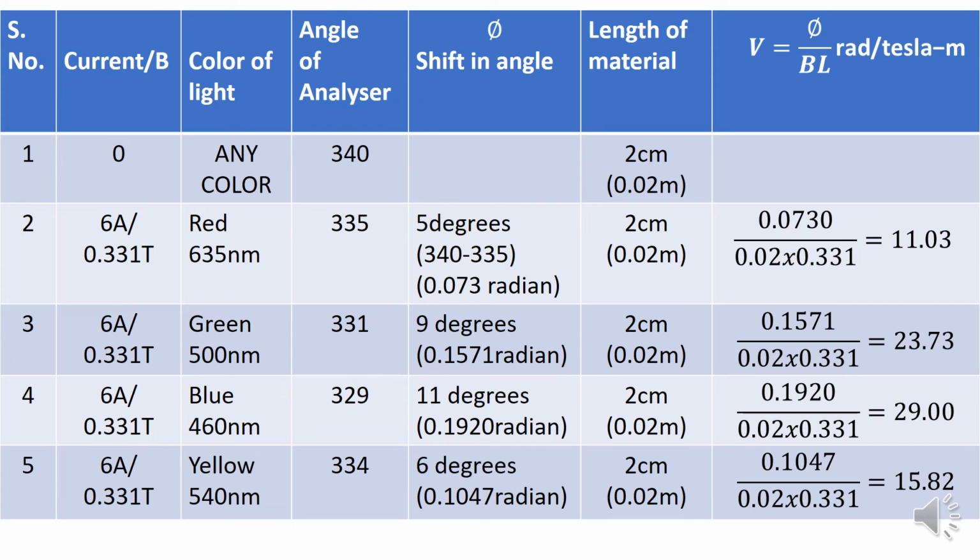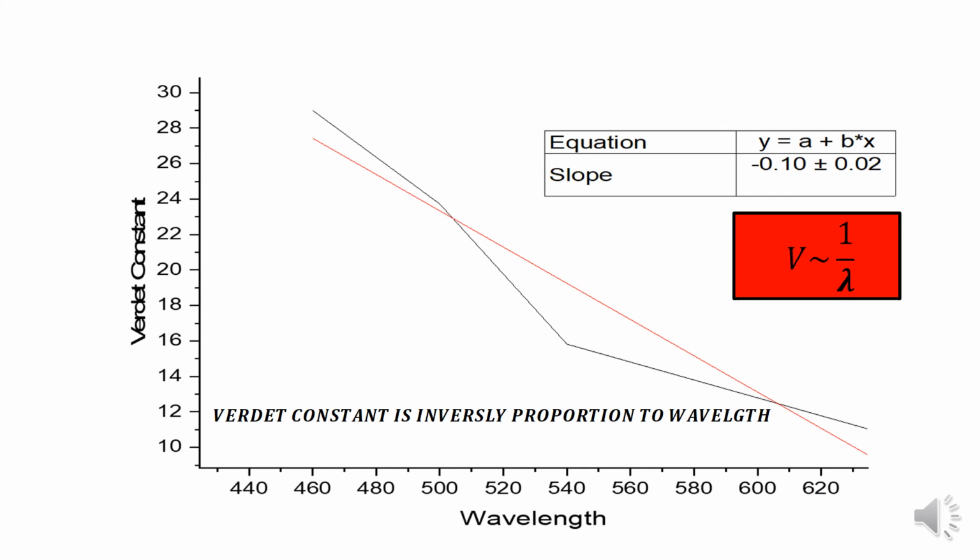Then we will draw a graph between the wavelength and the Verdet constant, because the practical is to establish the relationship between Verdet constant and the wavelength. So accordingly, the graph is drawn, and this type of graph we are seeing. This black line is the graph, the red line is shown automatically by the program. If you see, as the wavelength is minimum, the Verdet constant is maximum. As the wavelength becomes maximum, the Verdet constant becomes minimum. So this is inversely proportional basically, right?